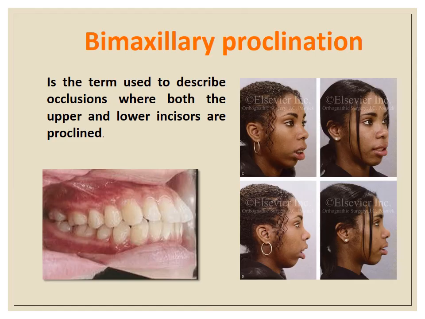The third problem of the class 1 malocclusion is the bimaxillary proclination. This term is used to describe occlusions where both the upper and the lower incisors are proclined, but the molar relationship is a class 1 relationship.